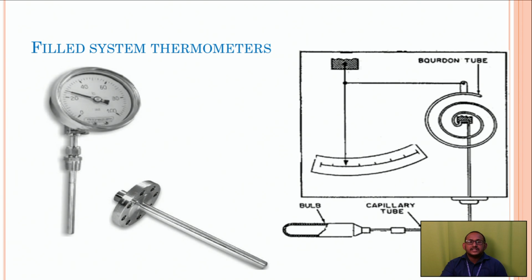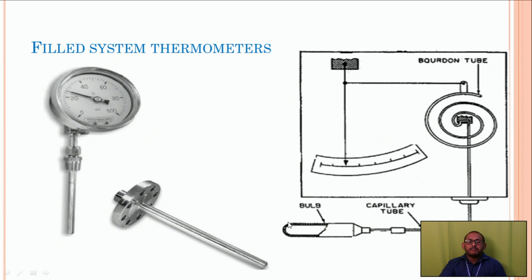But in the case of this filled system made of metal, we can measure by connecting the Bourdon tube with the capillary tube. We can measure the temperature by the deviation of the Bourdon tube, which is connected to the pointer, which is placed on the scale for measuring the temperature.